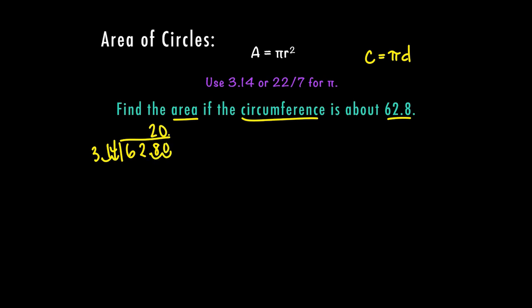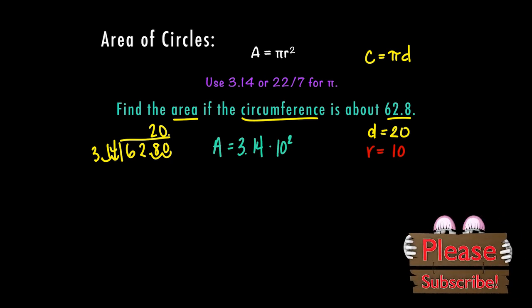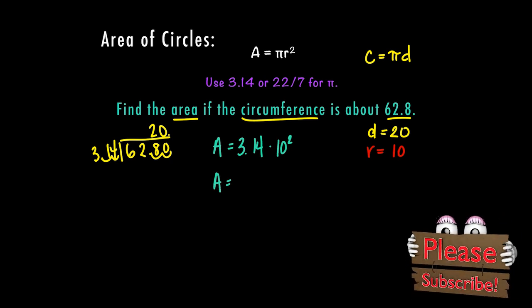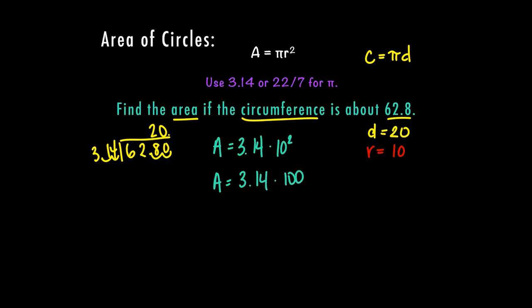I can see here that when the circumference is 62.8, the diameter is 20. Which means the radius, what I need, is half of that, 10. Now I can fill in my formula and solve for the area. The area equals, again it doesn't tell us what to use, so we're going to put in 3.14 for pi times the radius squared. I know that 10 squared is 100. So I'm doing 3.14 times 100.